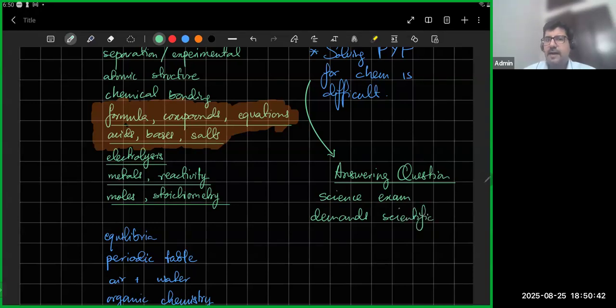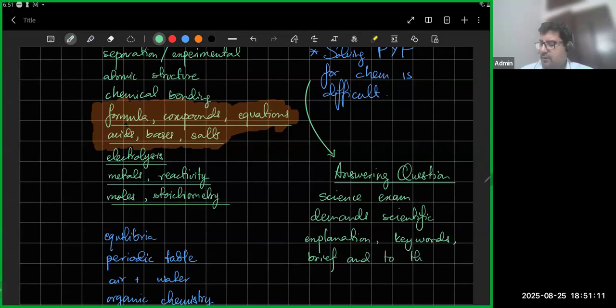So you can't just go on writing stories. You have to be to the point. You have to be brief. You have to use certain key points. So it demands scientific explanations. It demands certain key points that need to be in your answer, or keywords, you can say that. They have to be in the answer, and they have to be brief and to the point.